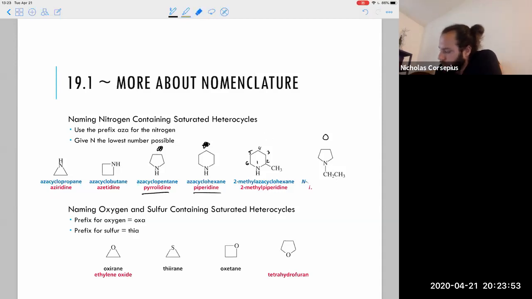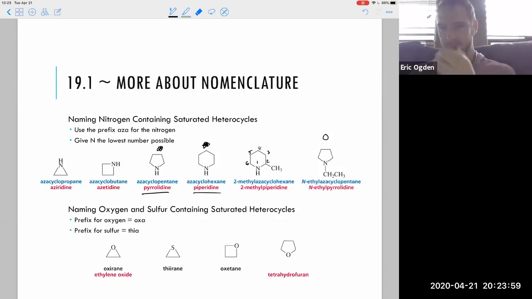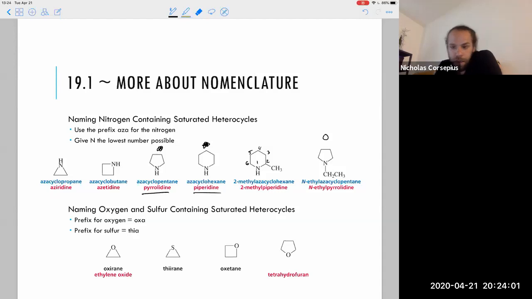Now, what do you do when you have an alkyl group on the nitrogen instead of another position on the ring? An ethyl. I feel like it might be tempting to write 1-ethyl since the nitrogen is position 1. But when you have a substituent on the nitrogen, you're going to designate that with the N-ethyl azacyclopentane.